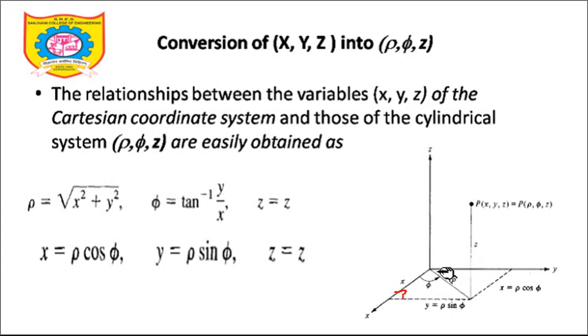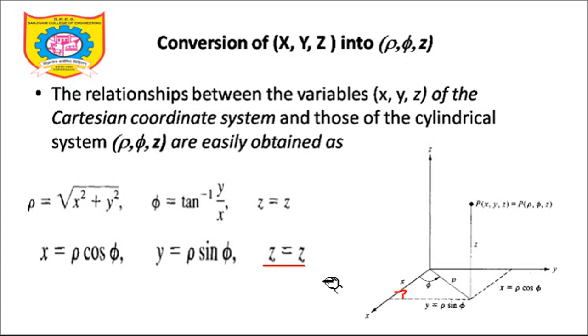And if I want to calculate this rho, how can I calculate the value of rho? See, this is the hypotenuse, so according to the Pythagoras theorem, it will be the square root of x square plus y square. So what is x and what is y now? x equals rho cos phi and y equals rho sin phi. So we will get rho as the under root of x square plus y square. Phi is equal to tan inverse of y by x, that is opposite upon adjacent, and z equals z. So x equals rho cos phi, y equals rho sin phi, and z is z. The z in the Cartesian coordinate system will be the same in the cylindrical coordinate system too.